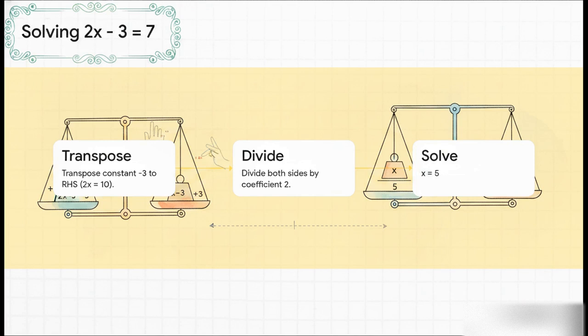Let's actually watch this balancing act happen with a real example. 2x minus 3 equals 7. Our one and only goal is to get x completely by itself. First, we take that minus 3 and transpose it over to the right side, which really just means we add 3 to both sides. That gives us 2x equals 10. To isolate x completely, we just divide both sides by 2. And boom, x equals 5. Perfect balance maintained, puzzle solved.